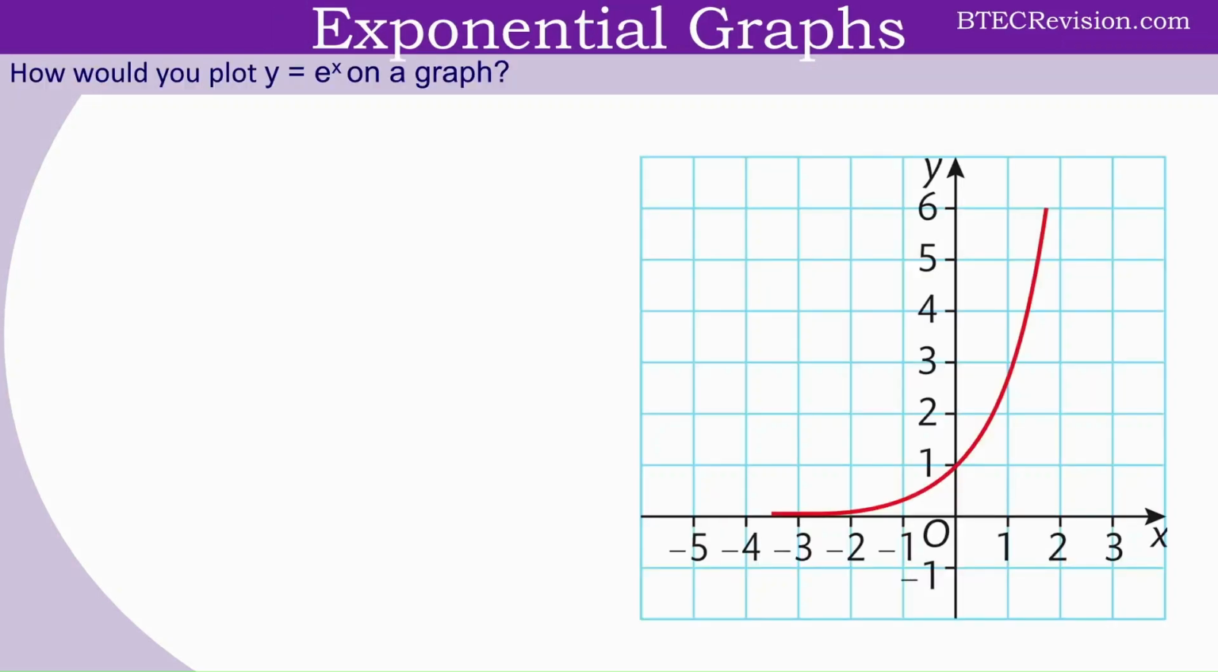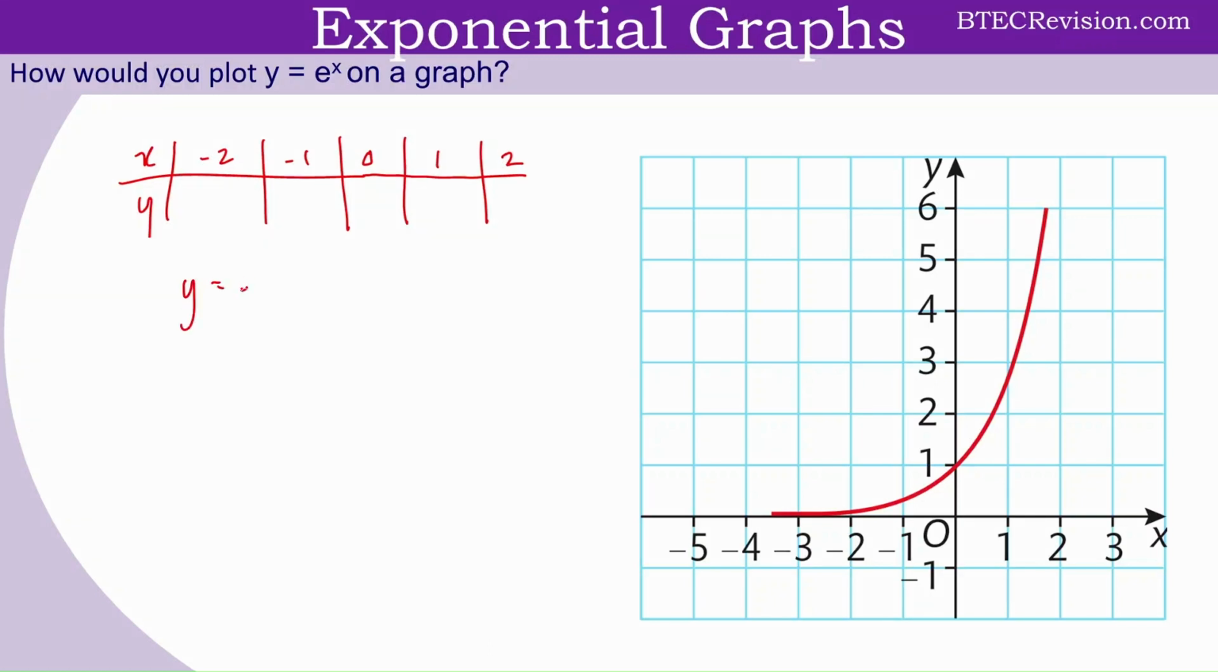How would you plot y equals e to the power of x on a graph? We can start by plotting some values for x. Let's pick -2, -1. It's important to have a range of negative values and positive values. You can also choose 0, +1, and +2. And we can use the equation y equals e to the power of x, plug in the values for x to work out the value for y.